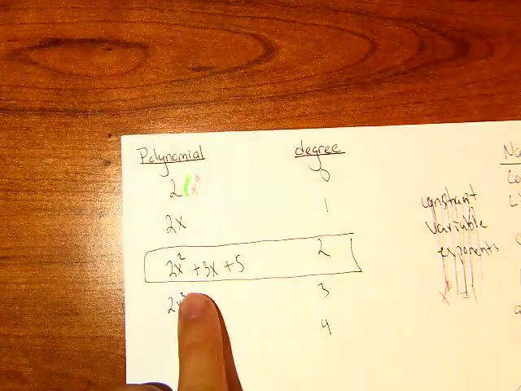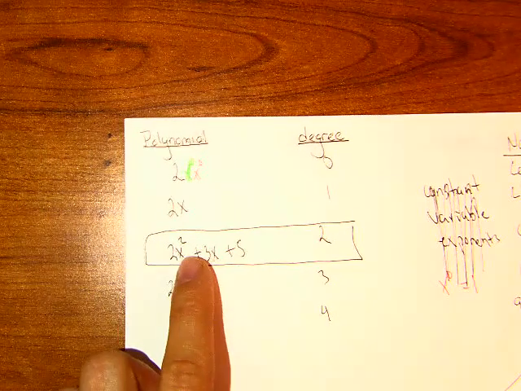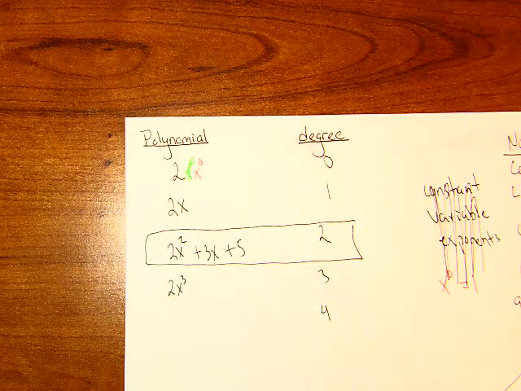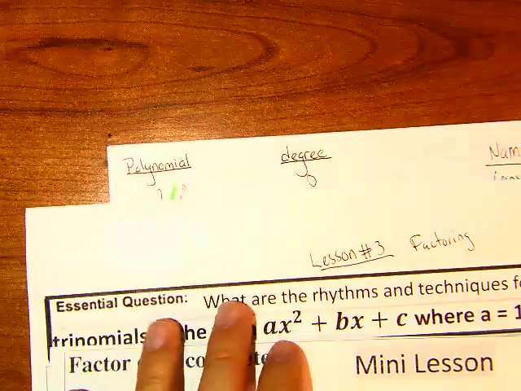So when we said that this polynomial has degree 2, it is some 2x squared plus 3x plus 5. That's what it meant over here, going back to this.